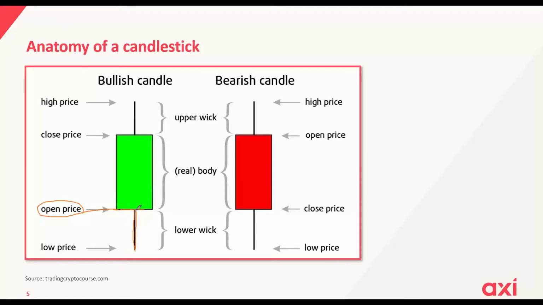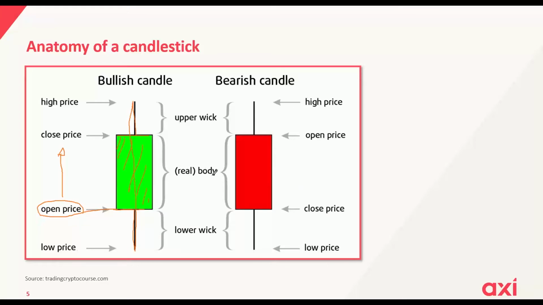Now, when price opens here, it could go all the way down to here, and then come back up here. Then it can go all the way up to here, the high price, and all the way down here. And this is where, if the close price is above the open price, as you can see over here, that is where we get a so-called bullish candlestick.